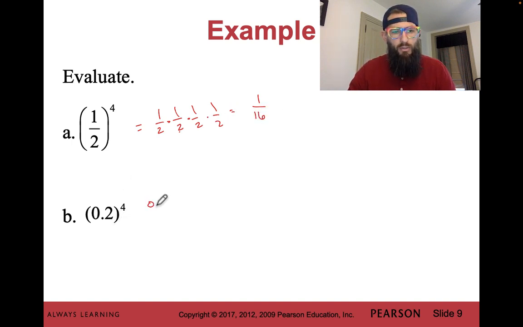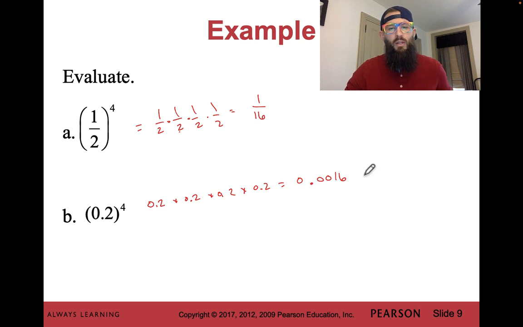And similarly with 0.2 times 0.2 times 0.2 times 0.2, 4, 8, 16 with 4 decimal places. So we have 16, 1, 2, 3, 4. So we're going to go ahead and put our decimal place there. If you need to double check on a calculator, we got 0.2 times 0.2 times 0.2 times 0.2 gives us 0.0016.